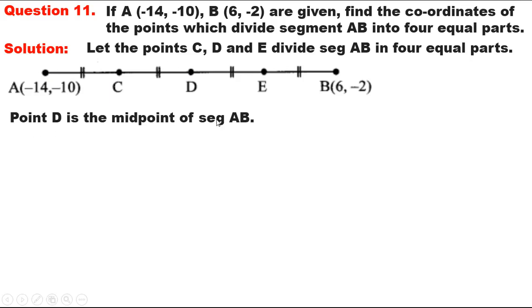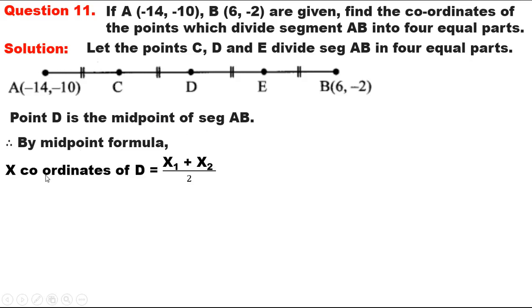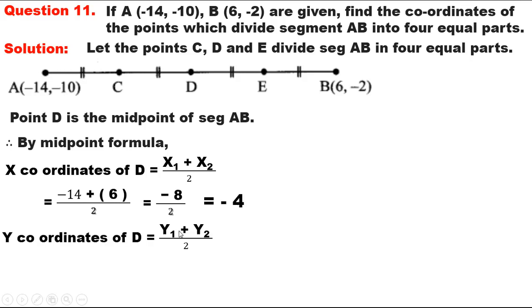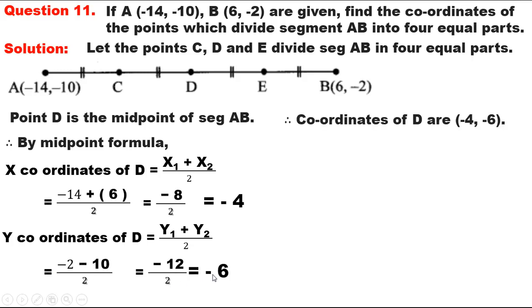Point D is the midpoint of the segment AB. By midpoint formula, x coordinate of the D is equal to (x1 plus x2) divided by 2. Therefore, (minus 14 plus 6) divided by 2 is equal to minus 8 upon 2 is equal to minus 4. And y coordinate of the D is equal to (y1 plus y2) divided by 2. (Minus 2 minus 10) divided by 2 is minus 12 upon 2 is equal to minus 6. The coordinates of the D are minus 4 and minus 6.